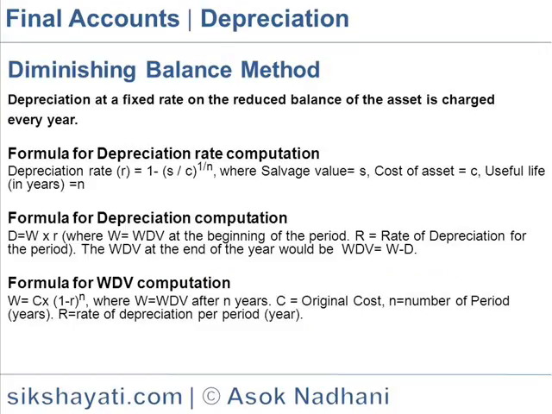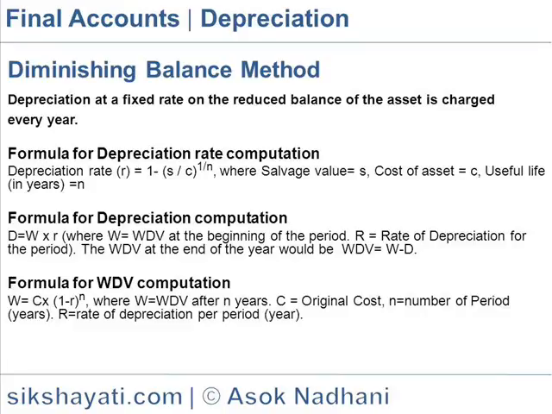Diminishing balance method. Depreciation at a fixed rate on the reduced balance of the asset is charged every year. As a constant percentage is applied to the written down value of the asset, the amount of depreciation will reduce every year. It is also known as reducing balance method or written down value method.